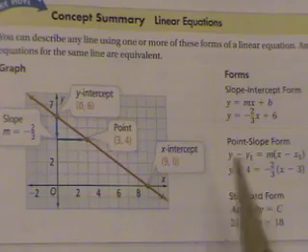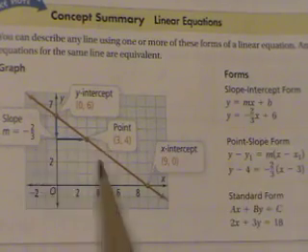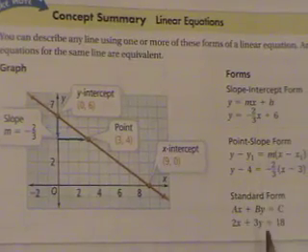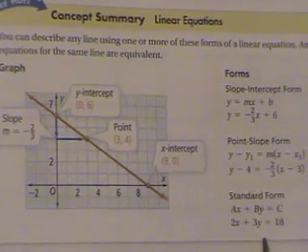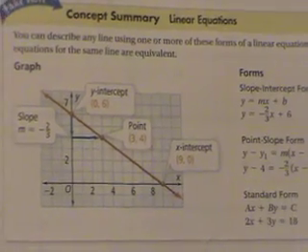So we end with a lovely diagram showing one line in 3 different forms, same equation: slope-intercept form, point-slope form, or standard form.